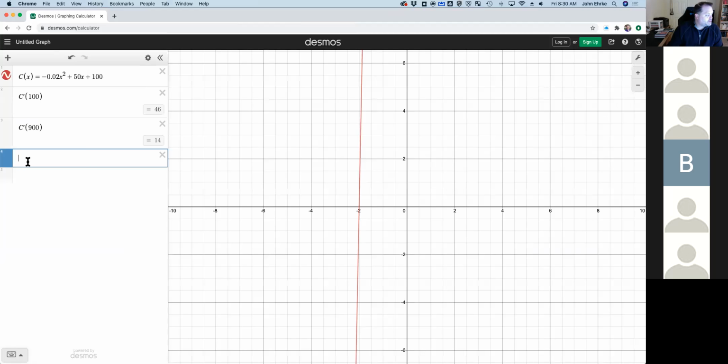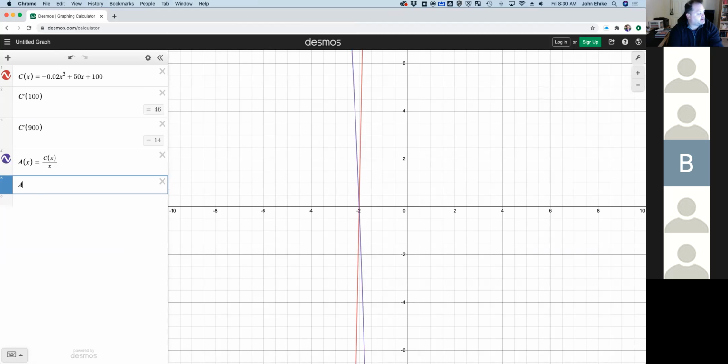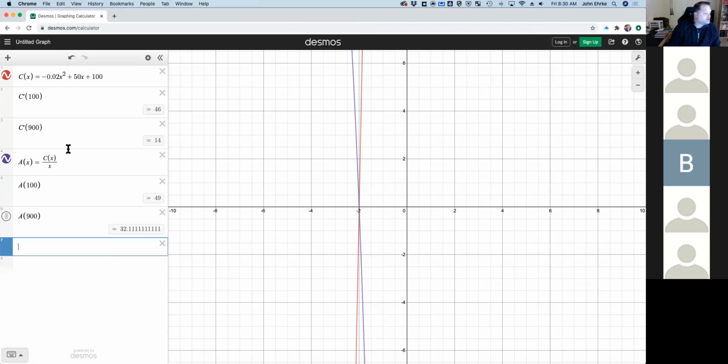So if I wanted to put in average cost, I could call it A of X, which is just C of X divided by X, right? The average cost is the cost divided by the number of items produced. So I could easily find the average cost at 100 items, the average cost at 900, and what this shows up here is that as you produce more items, the average cost per item goes down.